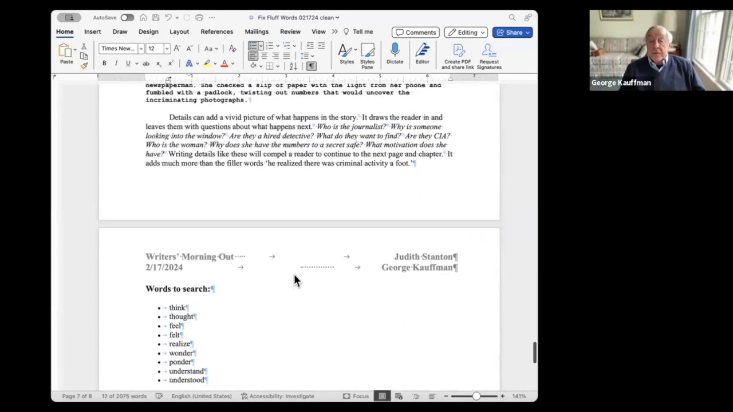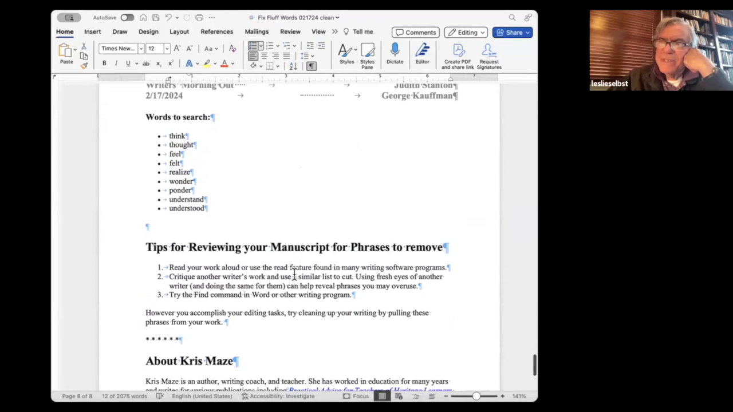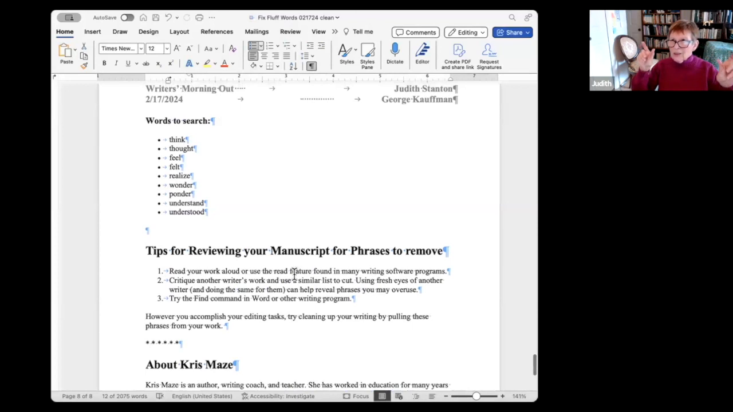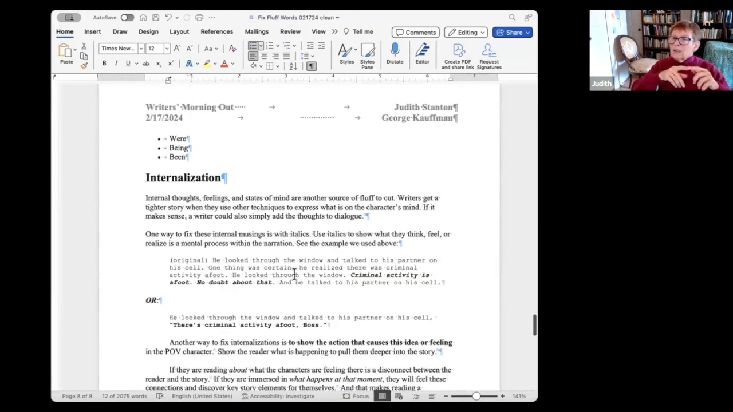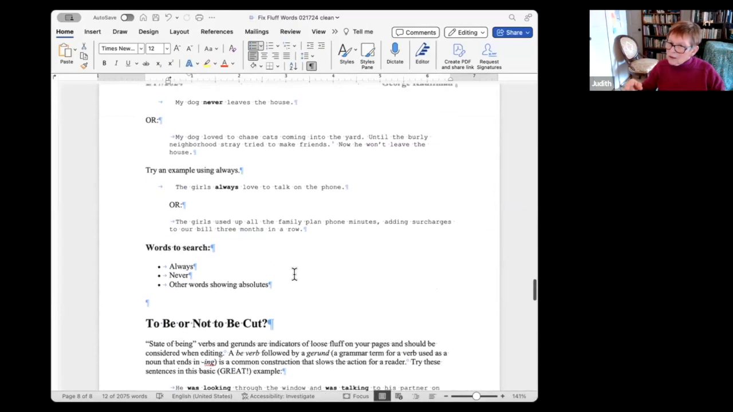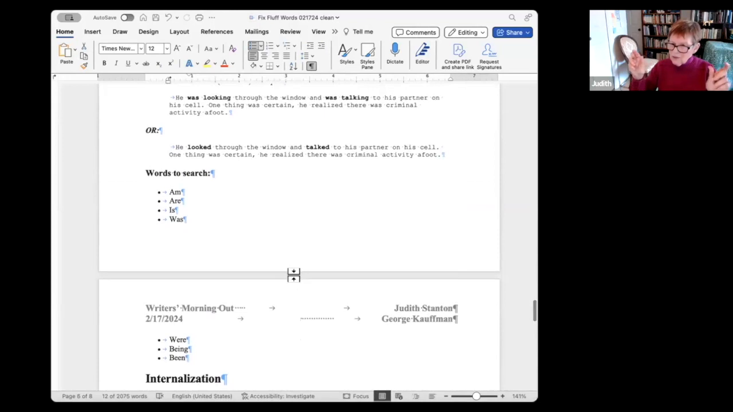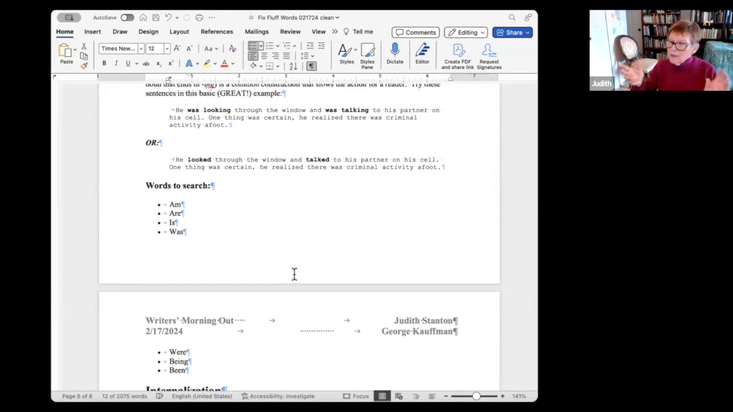Okay. Judith, what if you compromised in that sentence and you said he looked through the window as he spoke to his partner on the phone? The sense of the looking and the speaking being ongoing. Yeah. But I think when we see the simple past tense, it still feels ongoing. I think that's almost too subtle for a reader to think they've lost anything.